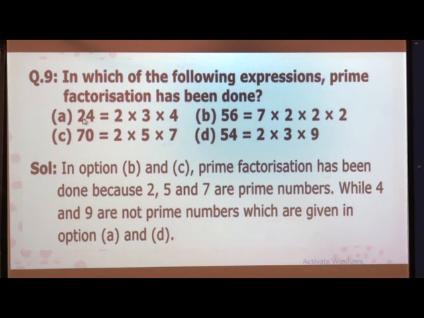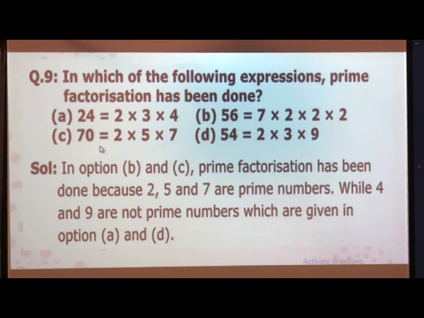For 24 we have 2 into 3 into 4. For 56 we have 7 into 2 into 2 into 2. For 70 we have 2 into 5 into 7. And for 54 we have 2 into 3 into 9. Now by seeing this question, can you tell me for which of the following the prime factorization has been done? Yes, very good. It's B and C.